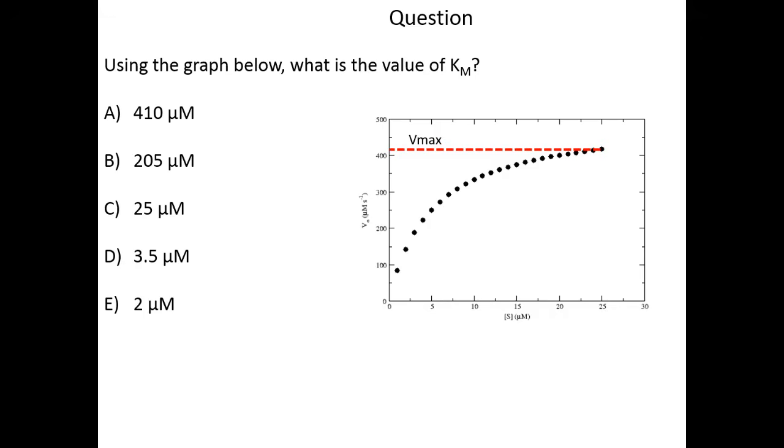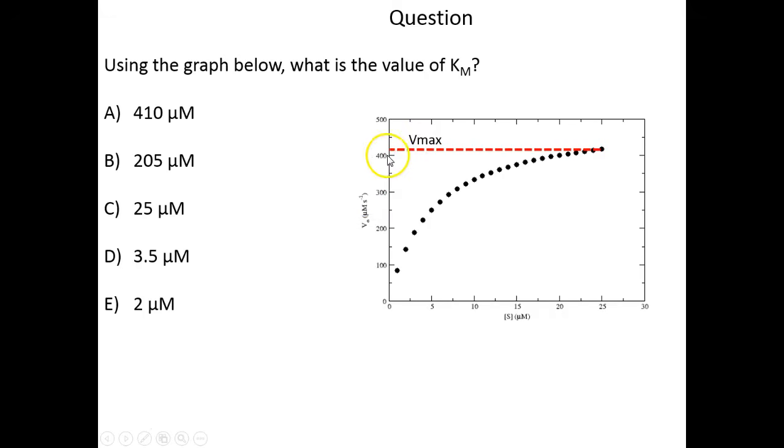So the correct answer to this question is D. If you got that correct, good for you. You've got a really strong handle on the definition of Km. But if you didn't get that correct, be easy on yourself, because this is fairly complicated. Most of you that got it wrong probably went with B, and I'll point out to you right now why that's the case.